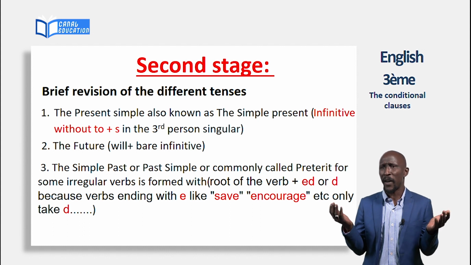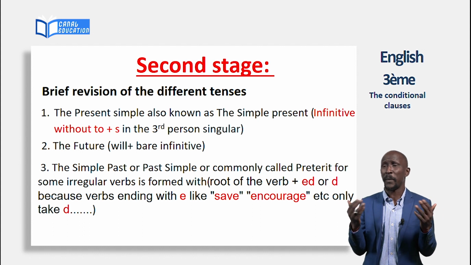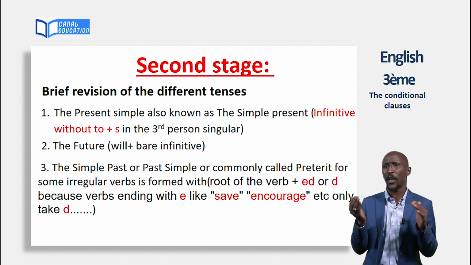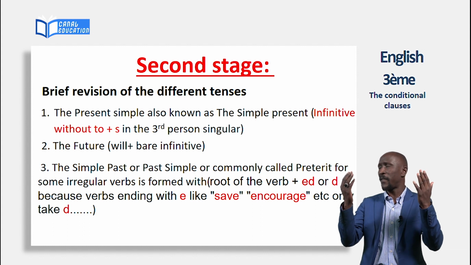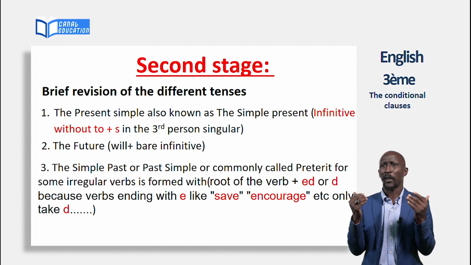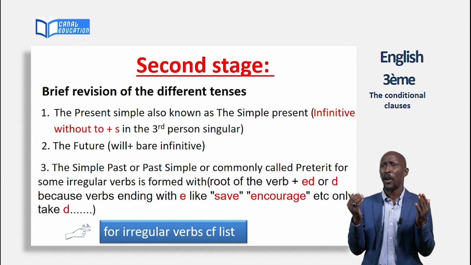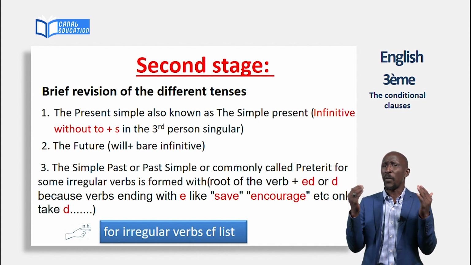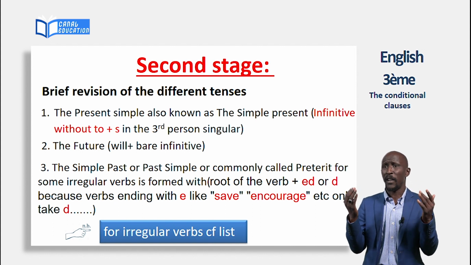For some irregular verbs, it is called the preterite. Now, for the regular verb, you form it with the root of the verb plus ed or d. For example, for verbs ending with e, like save, encourage, they only take d because those verbs already end with e. Now, for irregular verbs, you just refer to the list. That's why we always ask our students to learn the list of their irregular verbs by heart.